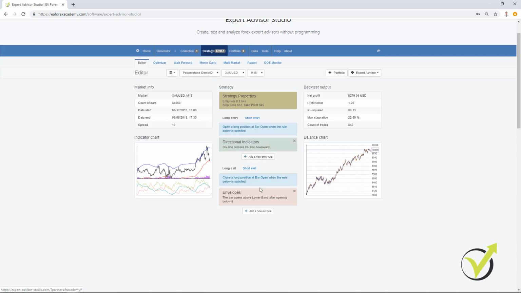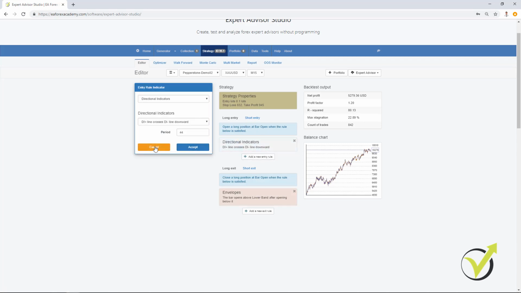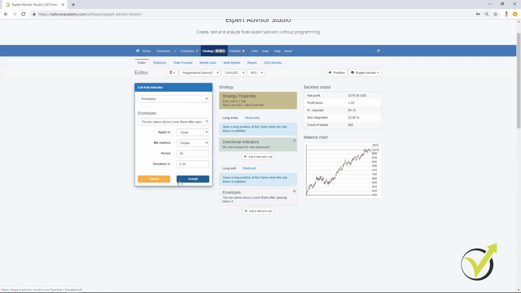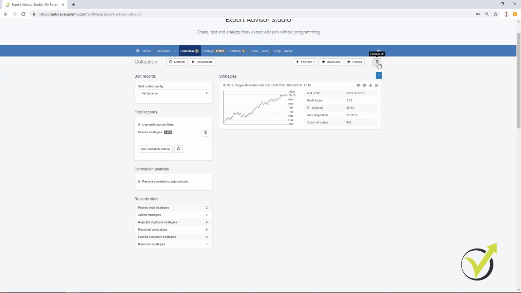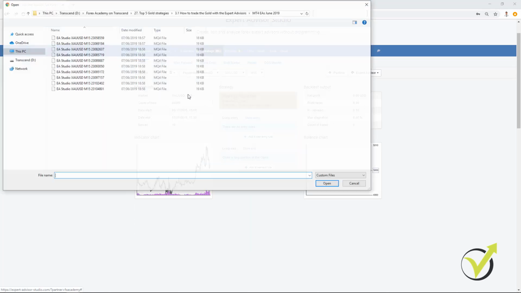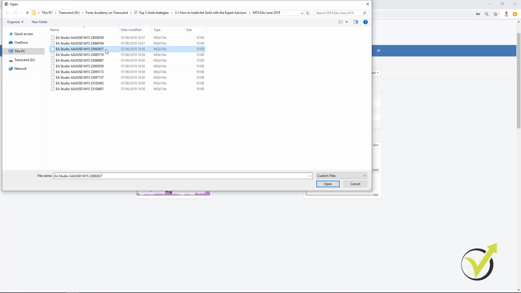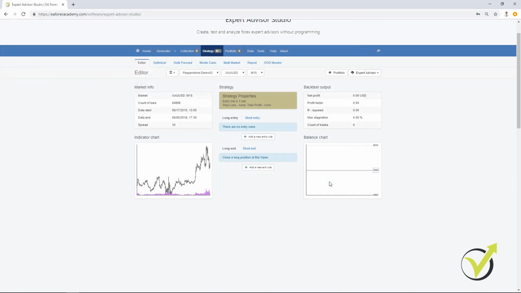I will click on the editor one more time so you can view the strategy. One entry rule, period of 44, one exit rule, period of 20, deviation 0.36. Okay, we have the stop loss and the take profit. I will remove this strategy and I will import back the third expert advisor ending on 637.